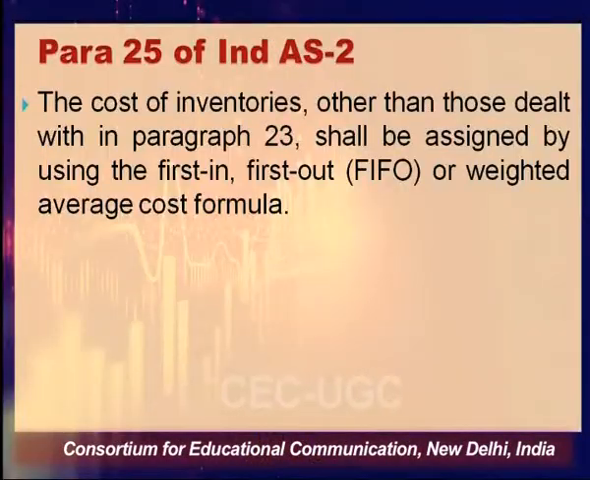Para 25 of Ind AS 2, which is again relevant for us, says that the cost of inventory, other than those dealt with in paragraph 23 that I will be telling you, shall be assigned by using the first in first out or weighted average cost formula. So it is actually limiting our task. It tells us to focus on two techniques of inventory valuation, first in first out and weighted average method. Unlike previous discussions where we had a list of methods for computing inventory, here we have only first in first out and weighted average cost valuation methods.